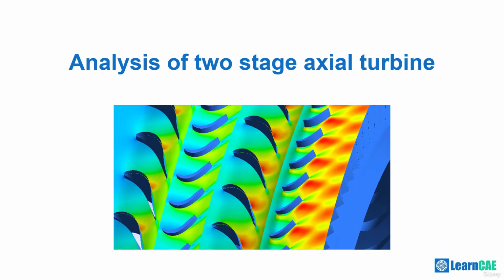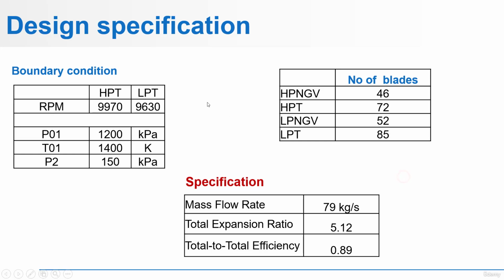Hello all, welcome to the next lecture of the course. In this lecture, we shall see how to do CFD analysis for a two-stage axial turbine case. Here, there are 4 blade rows, HP NGV, HP turbine, LP NGV and LP turbine. Let us see the specification.